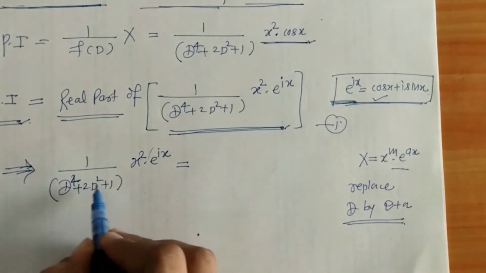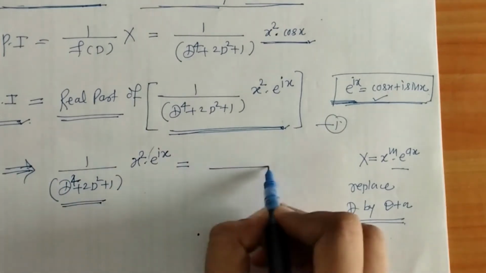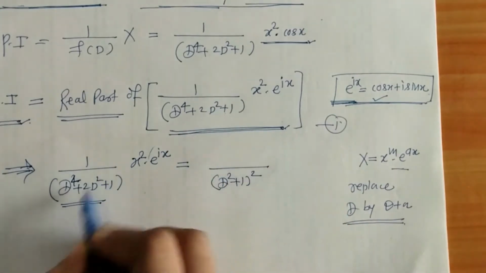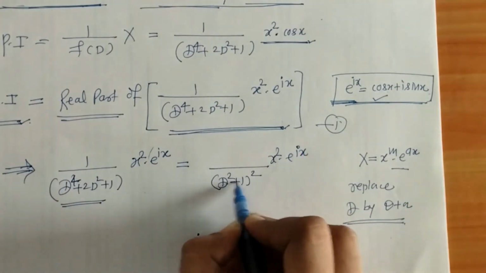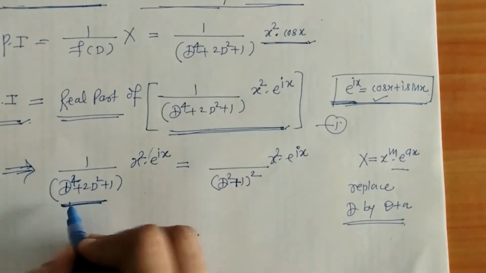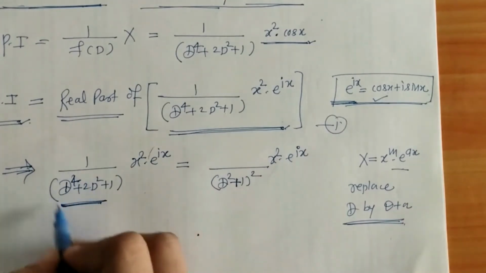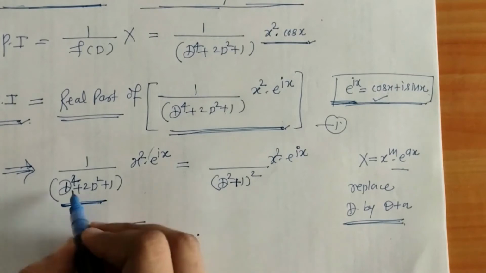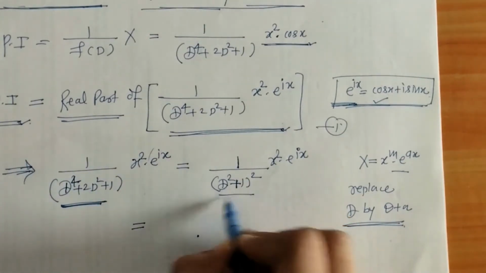Here we can check that we have written this as the square of D square plus 1. Why have we written it this way? Because here we have the fourth power of D, and when we replace D by D plus a we would have to take its fourth expansion. So to avoid that calculation, we have written f of D as this.